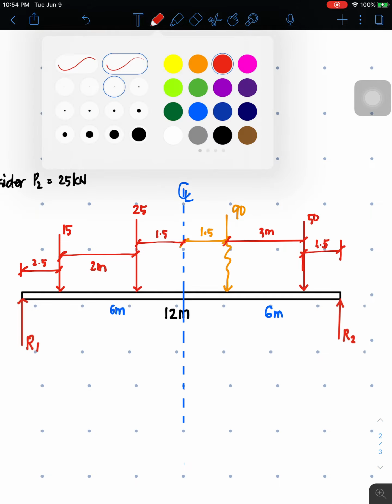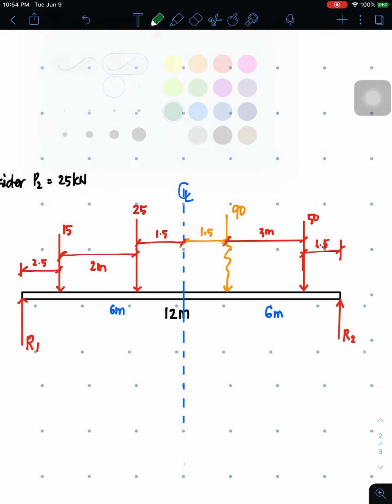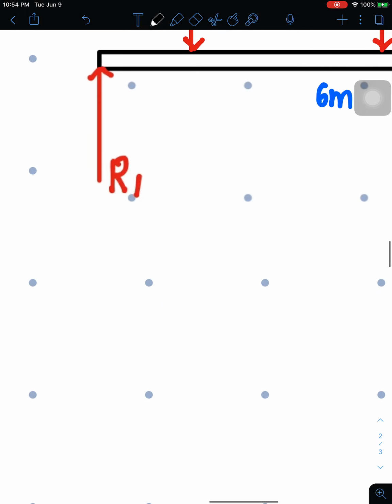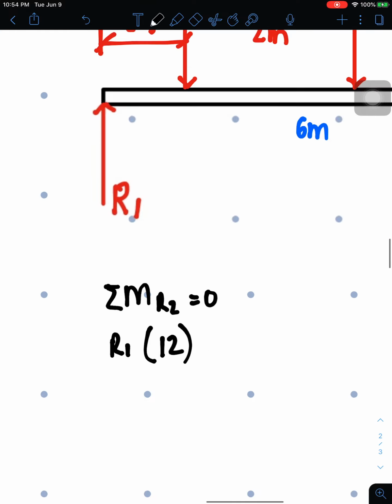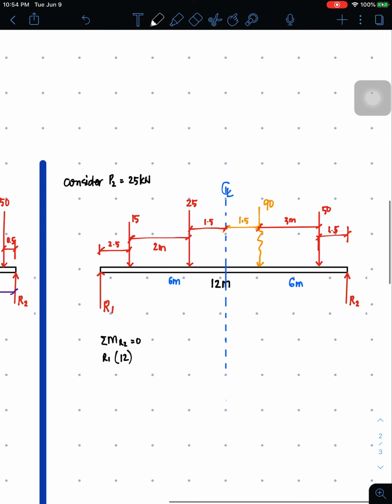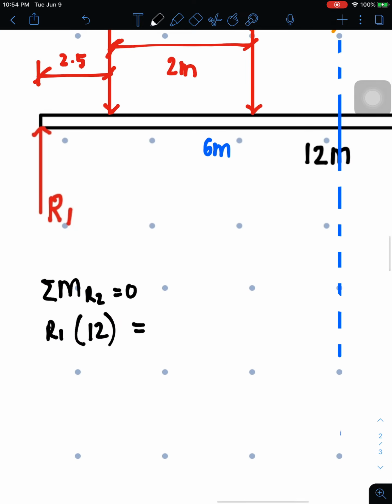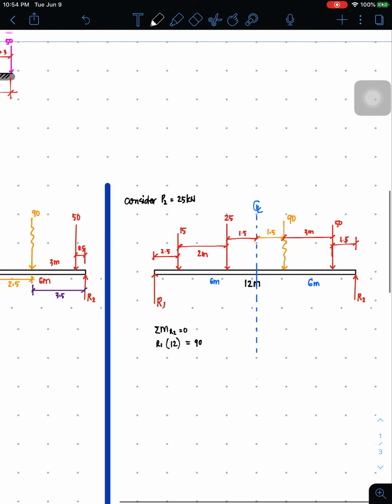So let's anticipate that we will be cutting the beam here later on. So which is better to consider, left or right? So let's just take left. So we can solve for R1. So let's solve for R1. Summation of moment about R2 to solve R1. So you have R1 times 12. And again, instead of using the 15, 25, and 50, we have to only use 90, because the resultant comes first.